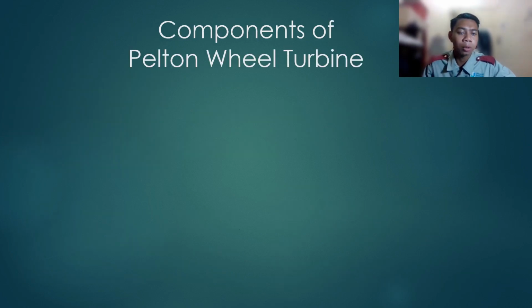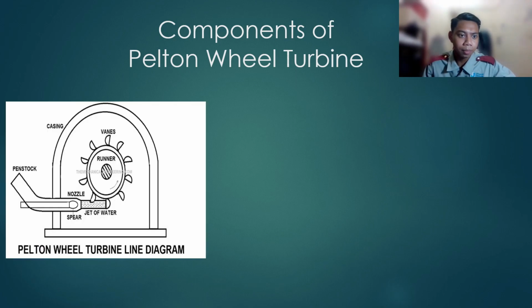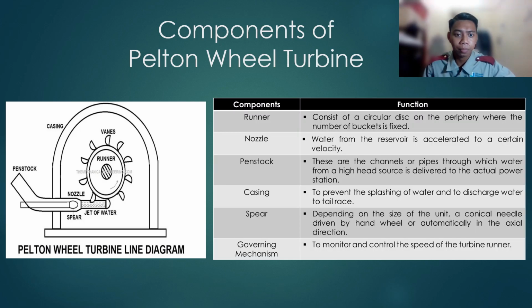So, firstly, I want to explain the components of the Pelton wheel turbine. This is a Pelton wheel turbine line diagram. As you can see in the diagram, we have a penstock, casing, vents, runner, nozzle, jet of water, and sphere. So I want to explain the components in the diagram.